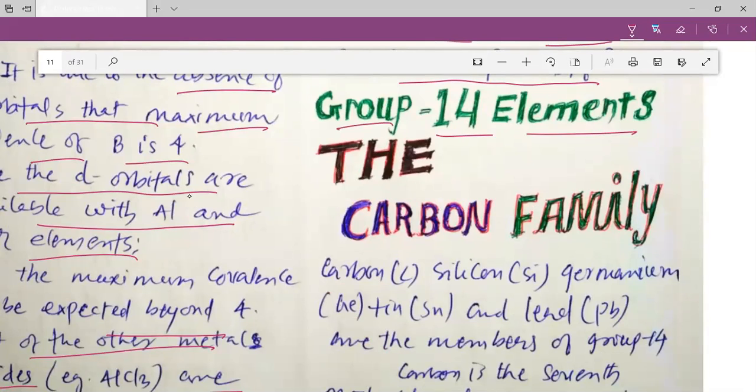And my dear students, now we are going to start our study of group 14 elements. Group 14 elements are collectively known as the carbon family. Dear students, can you see the screen clearly?